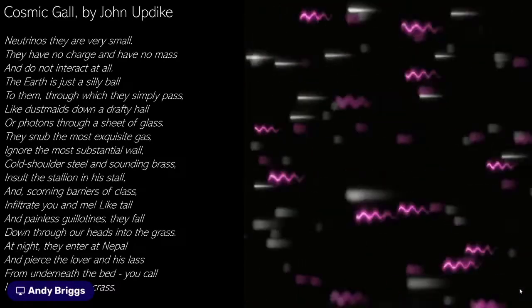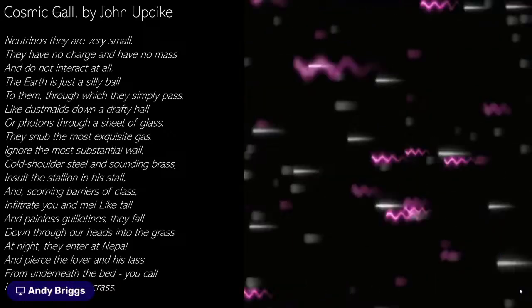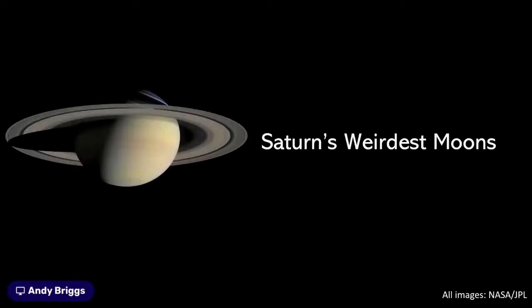So there you are. So that's John Updike on neutrinos, and I think that's a wonderful poem. This is why I'm calling it Saturn's weirdest moons.